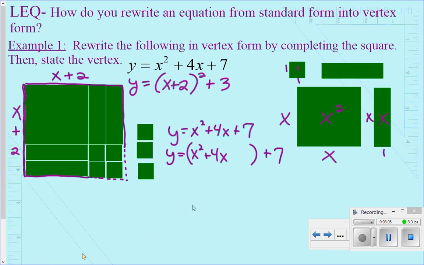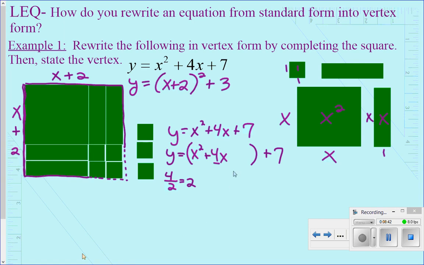Next, we took 2 of the 4x's and we put them to the right of the x squared. We took the other half, the other 2, and we put them below. So mathematically speaking, if I don't have the picture to look at, I take the 4, which is the b value. Remember, ax squared plus bx plus c. I take the b value and I always divide by 2. I split it in half. You're always going to do that with completing the square, whether you have the picture or not. So 4 gets divided by 2, and that's 2.